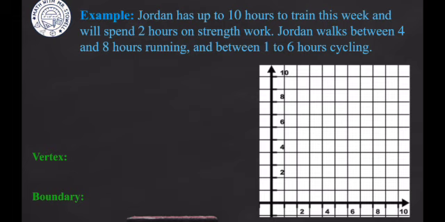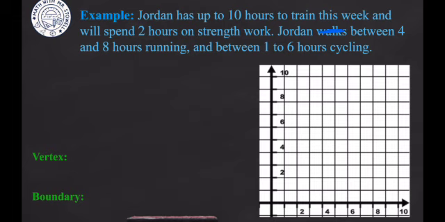That needs to be worked on, that sentence. Jordan walks between 4 and 8 hours. He works between 4 and 8 hours. That is a bad sentence. He works between 4 and 8 hours running and between 1 to 6 hours cycling. Woo! We are going to get through this.